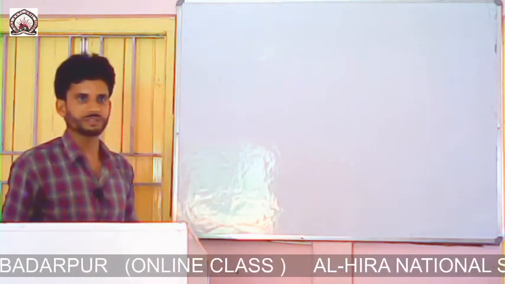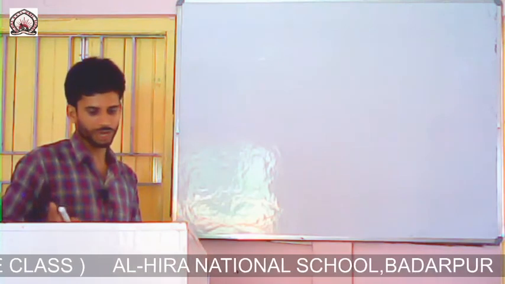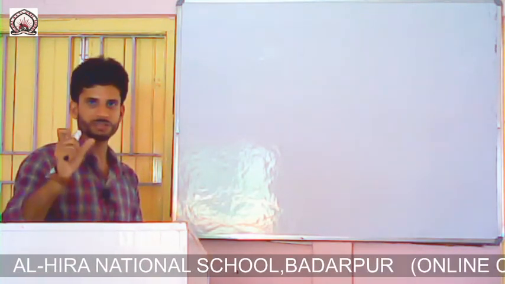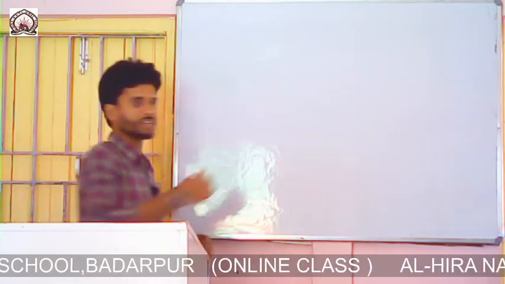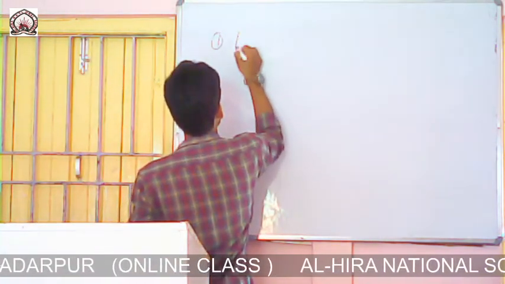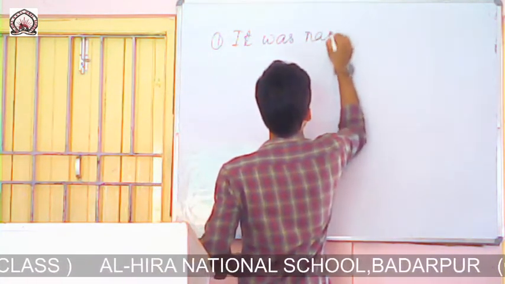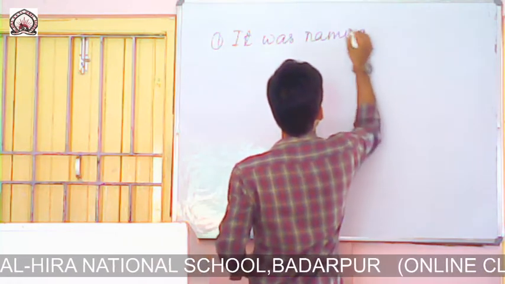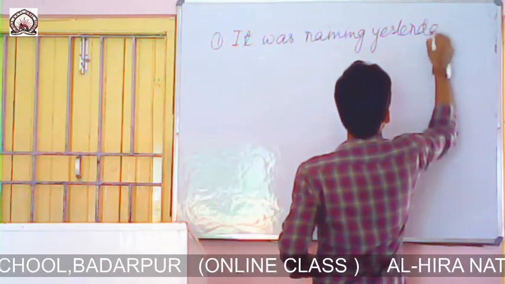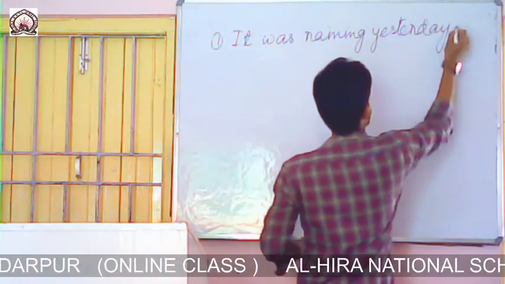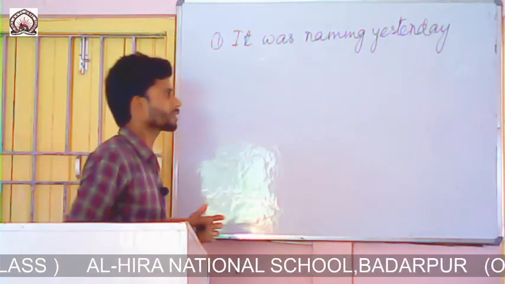The first sentence in your textbook, I think you have books with you. You will see the first question, the first sentence in your textbook in the exercise is, it was raining yesterday. See the number 1. It was raining yesterday. I think you have already got the answer. I think you have understood.